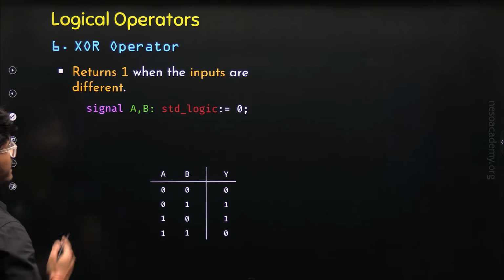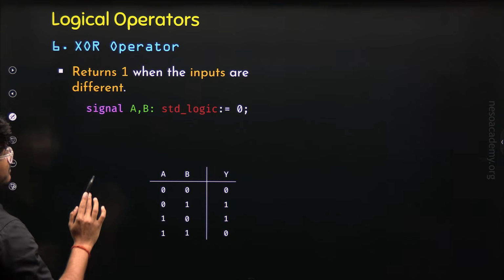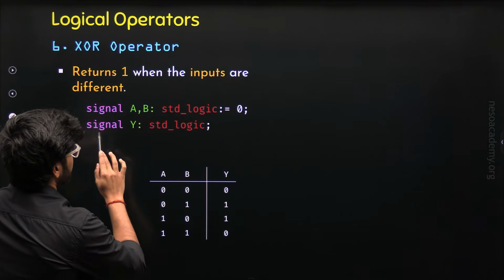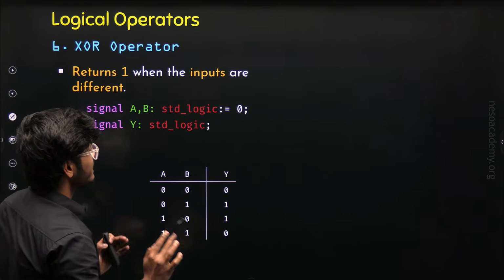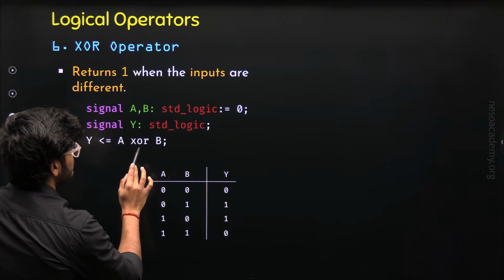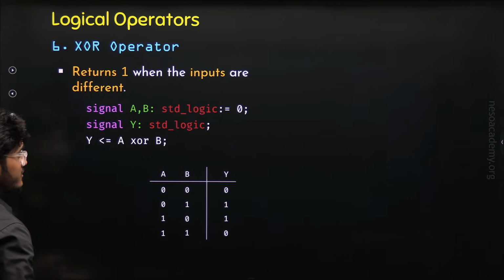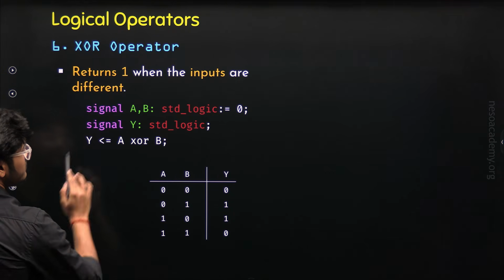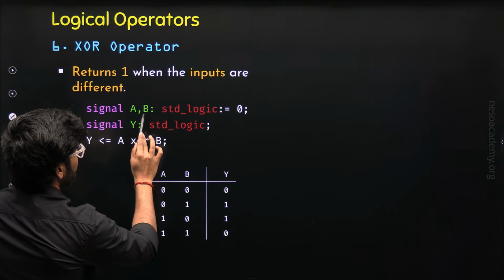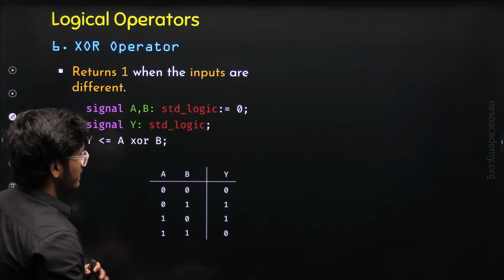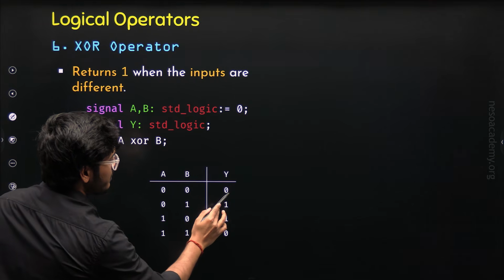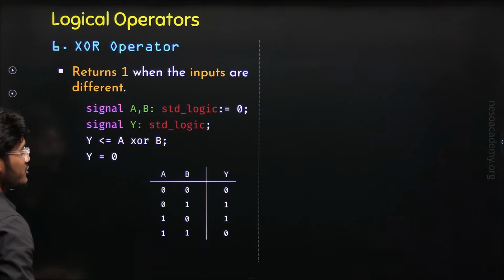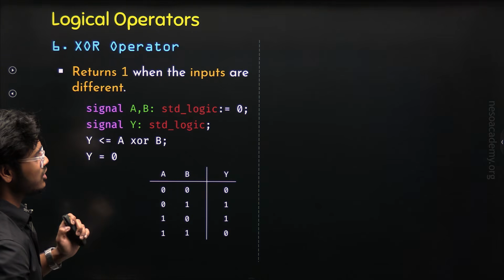Now let's see how to use XOR operator. For that, I am creating two signals A and B with standard logic 0. And signal Y with standard logic will store the output for A XOR B operation. And here I am assigning A XOR B and storing the result into this signal Y. Now A and B are 0. And if inputs are 0, the output will be 0. So this signal Y will have the value 0. So this is all about XOR operator.